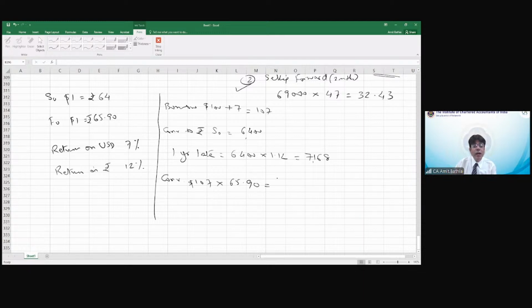At 65.90, how much will that turn out to? 7051.3. Okay. So I convert this. In other words, I have bought this $107 and then I will settle the loan, pay off the borrowing. Have I made any money over here? You can see over here 7168 minus 7051.30. So what is the difference? 116.70. This becomes my arbitrage gain.